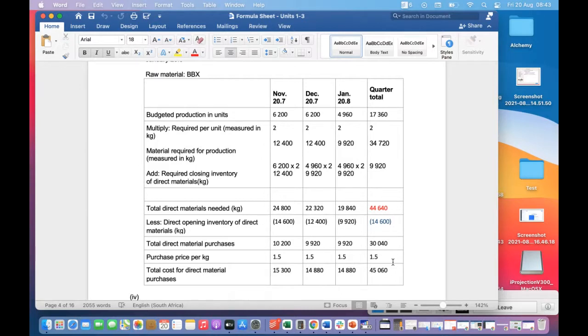Let's do it like this. How much are we planning to sell in January? Can you see the 4,960? Yes. So that's how much we plan to sell. So we know that if that's what we plan to sell in January, by the end of December, we need to have those units. Does that make sense?